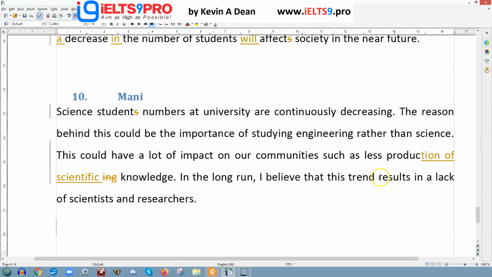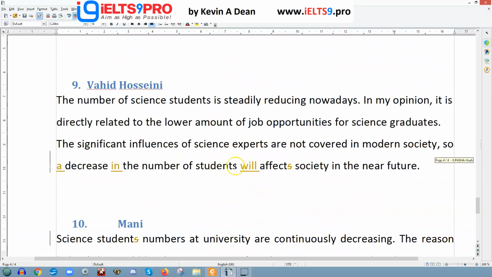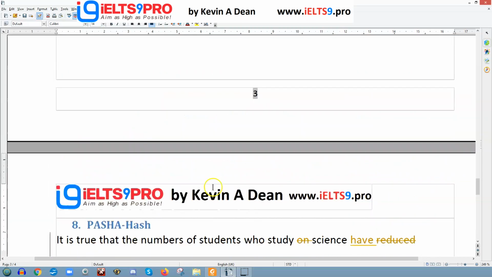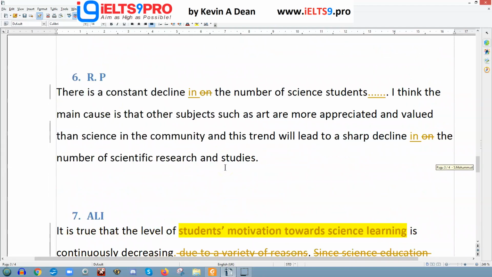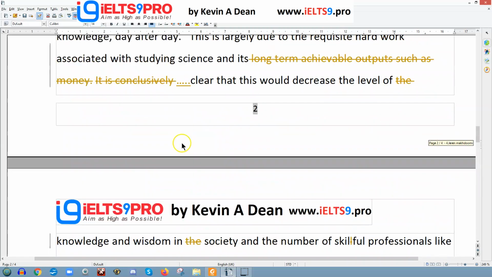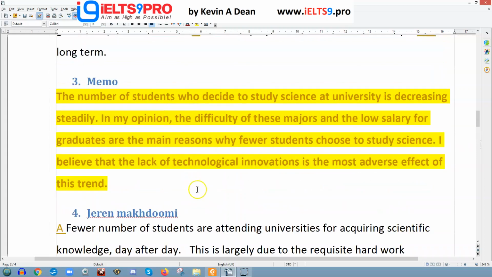In the long run, I believe that this trend will result. It's not happened yet. In a lack of scientists and researchers, which is a bad thing, presumably. Okay, not too bad, not too bad. Not too bad, doesn't answer the question. No idea what that means. Doesn't seem to answer the question. Okay, that's not bad. Watch your prepositions. That's pretty good. We could take that out and that would work. That's pretty good. Good.